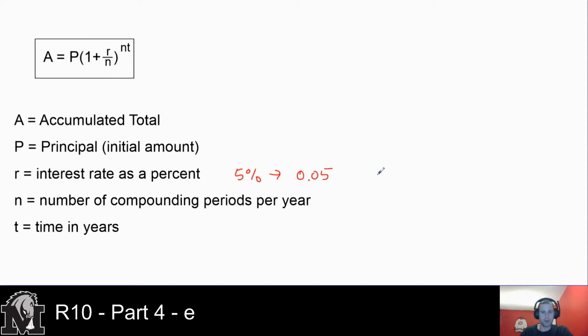But in our example, we had a 100% interest rate. So as a decimal, that would just be a 1. And N, which I briefly introduced earlier, is the number of compounding periods per year. So if we break it up into two separate segments, N would be 2. And then T is our time in years.